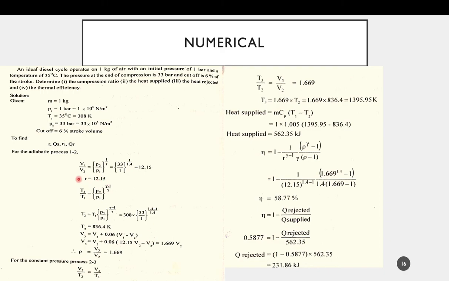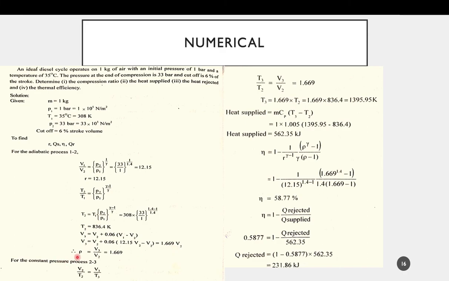We know the ratio of V1 by V2, so you can substitute V1 in terms of V2. V1 is 12.15 V2. Substituting that over here, we'll get V3 in terms of V2. V3 is equal to 1.669 V2.